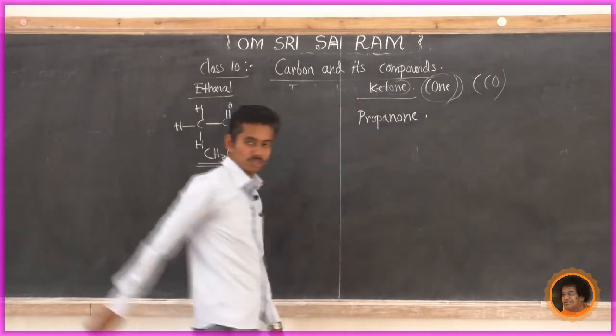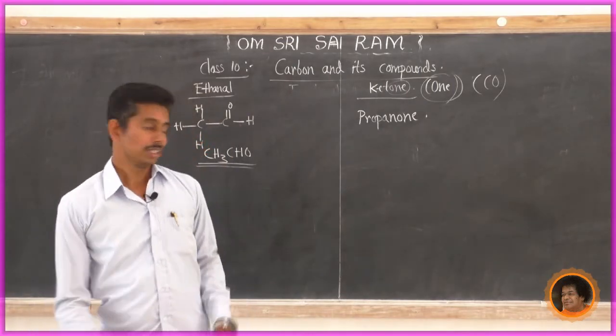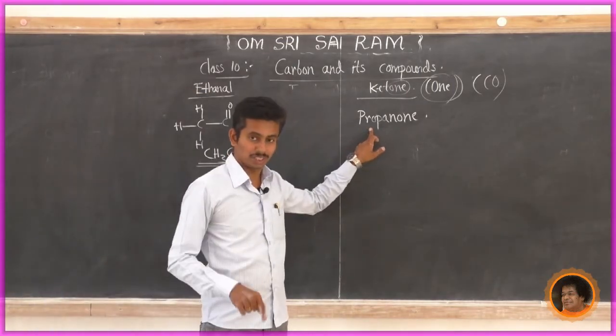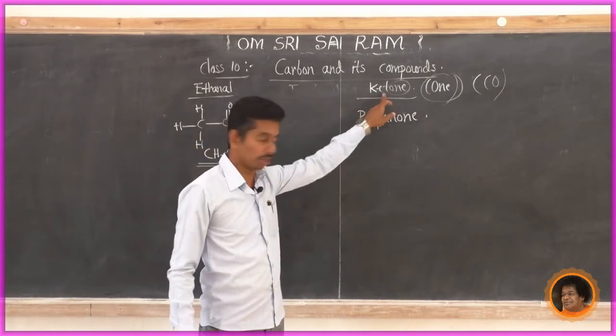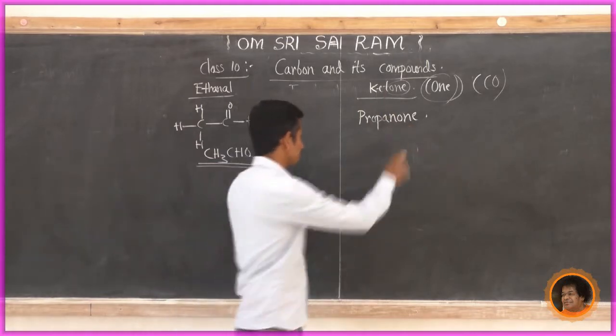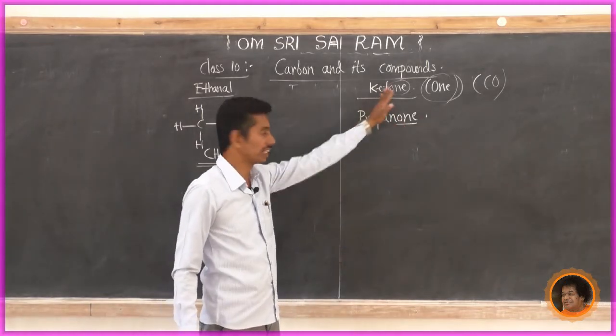Propanone. Look at this. If it is an alcohol, propanol. If it is an aldehyde, propanal. If it is a ketone, propanone. Why? Because it ends with the suffix ONE. So it is a ketone.